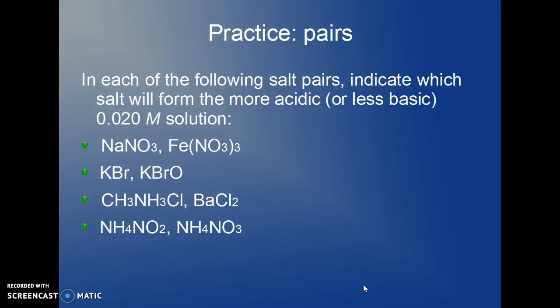Here's some more practice. For each of these following salt pairs, indicate which salt would form the more acidic or less basic 0.02 molar solution. Turn the video off, work it out, and then turn it back on. Here are your answers, and I hope that it's a little more obvious now after you've gone through the video as to why these 1, 2, 3, 4 salts would give more acidic solutions.